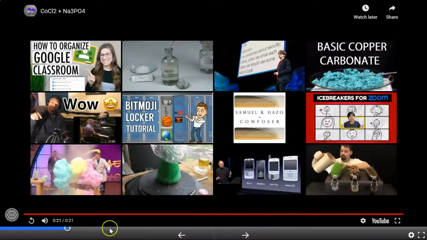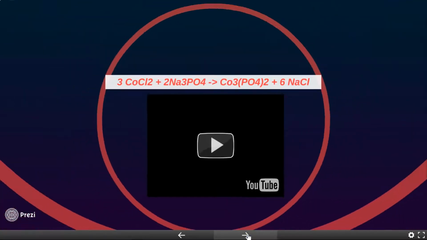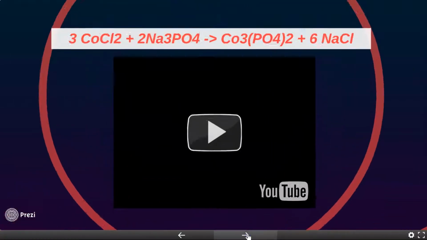So you can see from that reaction, you've gotten a precipitate formed, a solid formed, that was purple in color when you started off with something that was pink and something that was colorless. So that was kind of fun.